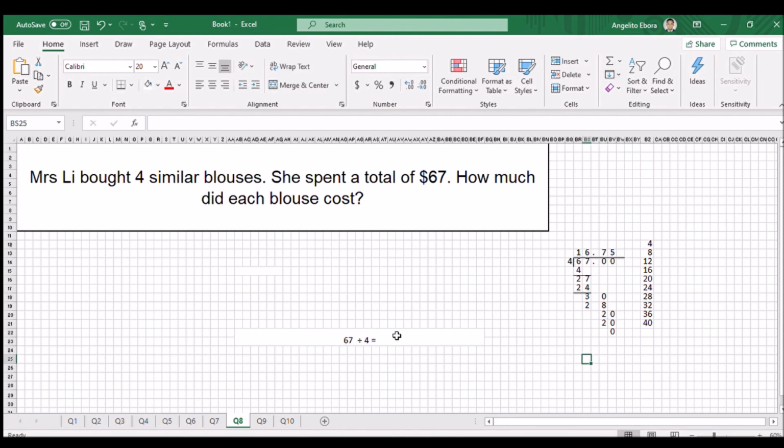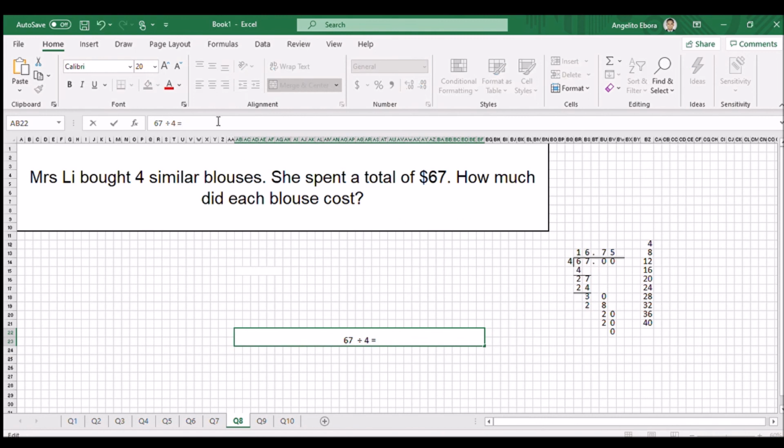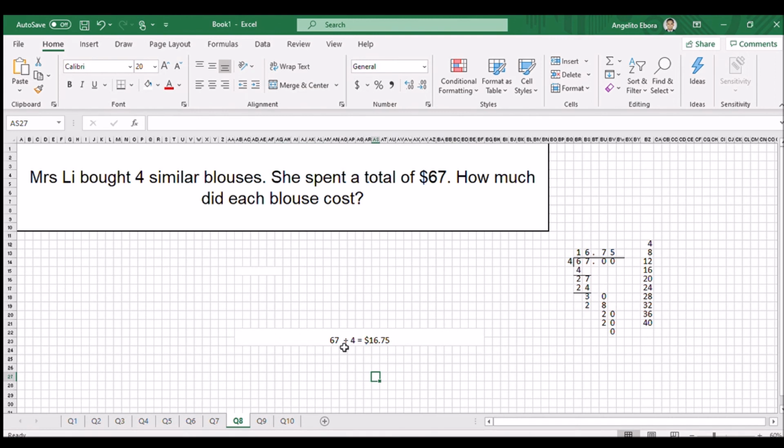All right, so we have an answer which is $16.75. So dollar sign, our unit, $16.75. So there you have it.